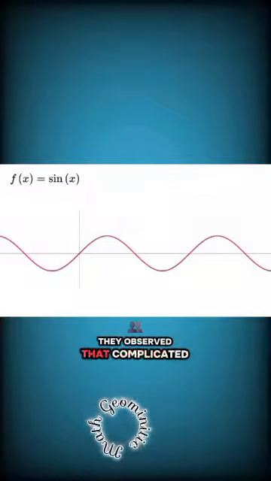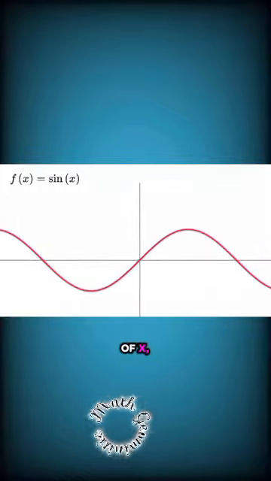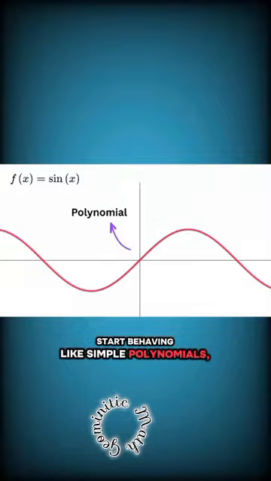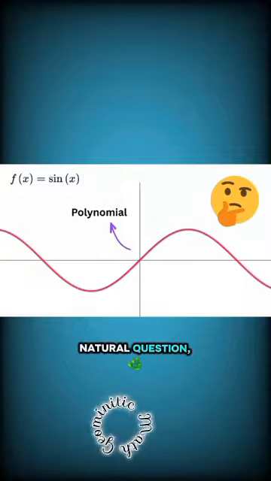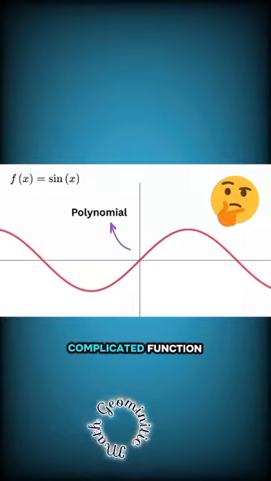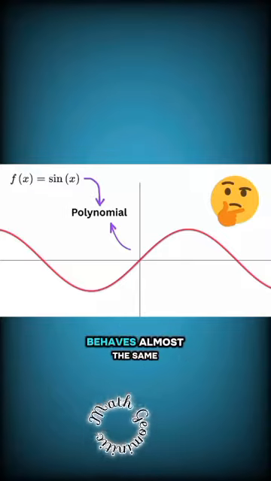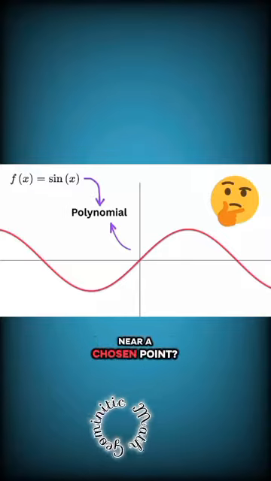They observed that complicated functions like the sine of x, when seen very close to a point, start behaving like simple polynomials, which are much easier to work with. So they asked a natural question. Can we replace a complicated function by a polynomial that behaves almost the same near a chosen point?